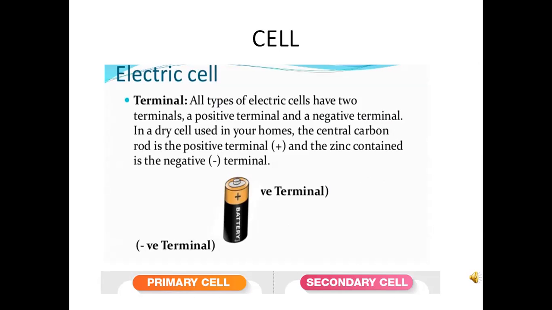Next, electric cells are classified into two types. They are primary cells and secondary cells. So cells have two terminals, positive terminal and negative terminal. The positive terminal is the carbon rod and the negative terminal is zinc. So cells are classified into two types, primary cell and secondary cell.